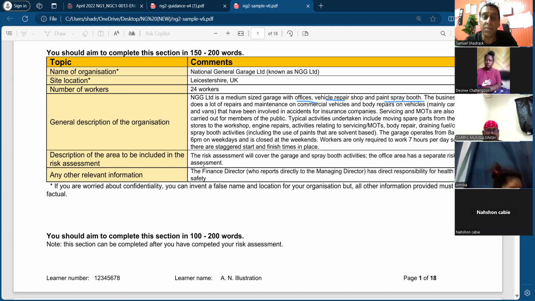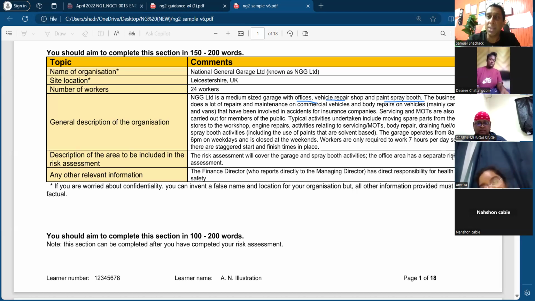So this piece down here, tell me if you're okay. We almost finished this one already. So we have the description of the area to be included in the risk assessment. I'll read it again. Description of the area to be included in the risk assessment. And what I just said is that you're not really doing a description. If you watch this, is this a description? That's not a description. A description would be longer than that.